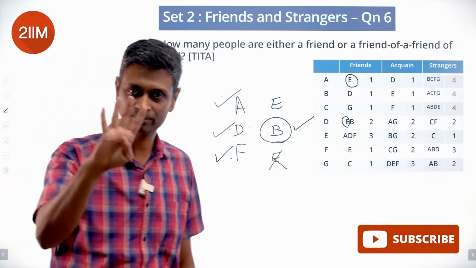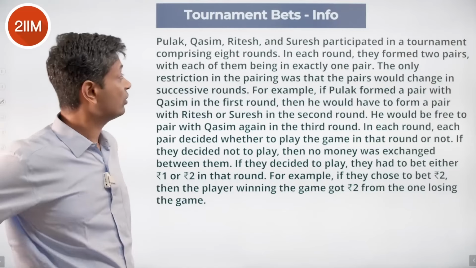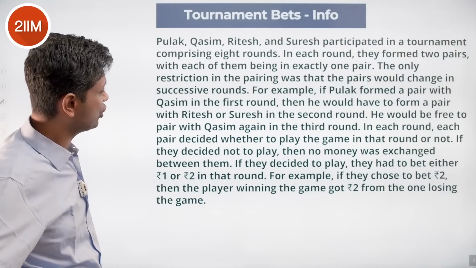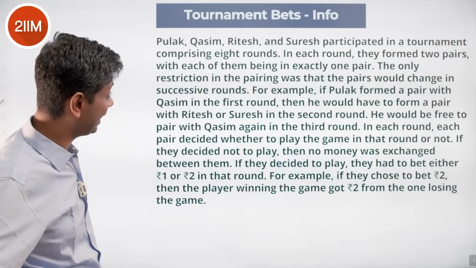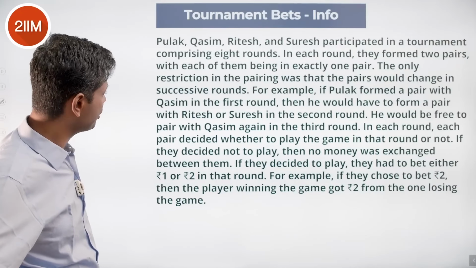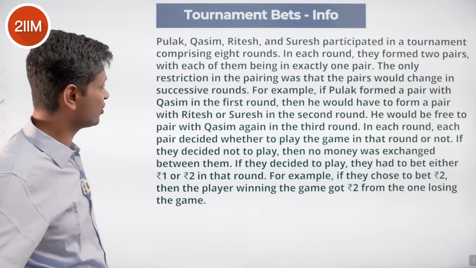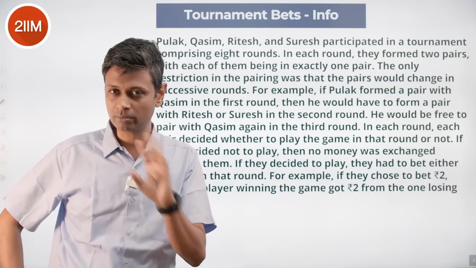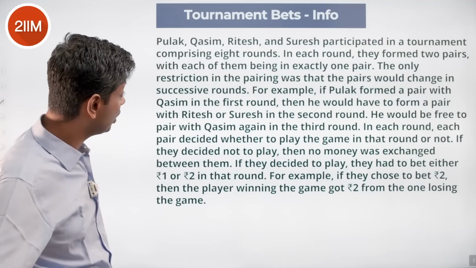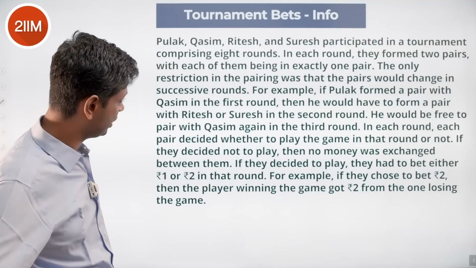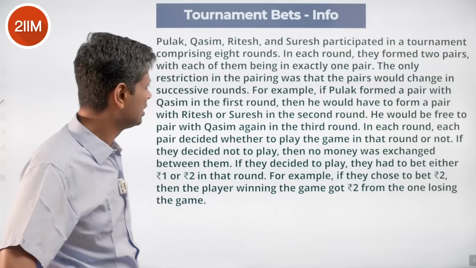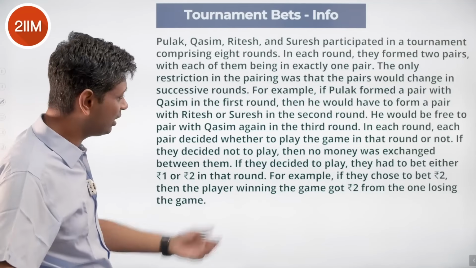The answer is 4. Pulak, Qasim, Ritesh and Suresh participated in a tournament comprising 8 rounds. In each round they formed 2 pairs, with each of them being in exactly 1 pair. The only restriction in the pairing was that the pairs would change in successive rounds. So in round 1 if P and Q play, round 2 P and Q cannot play. For example, if Pulak formed a pair with Qasim in the first round, then he would have to form a pair with Ritesh or Suresh in the second round. Okay. He would be free to pair with Qasim again in the third round.